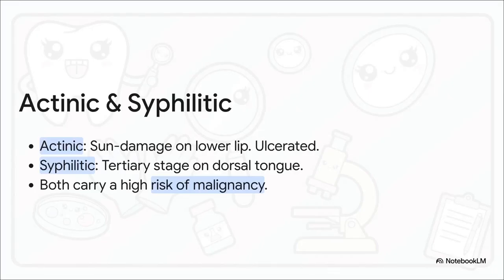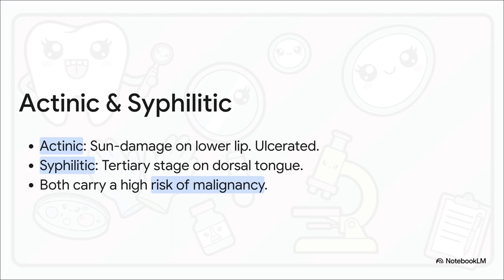Rounding out our high-risk lesions are two very distinct conditions. First up, actinic or solar keratosis. This is sun damage, classically found on the lower lip vermilion border of outdoor workers. It looks like a crusted, rough, ulcerated white plaque. It is potentially malignant and requires SPF sunscreen for prevention, plus a biopsy if you feel any induration.